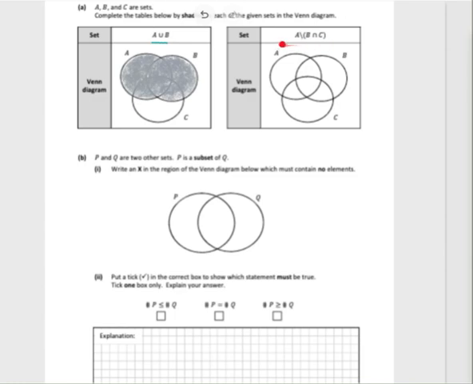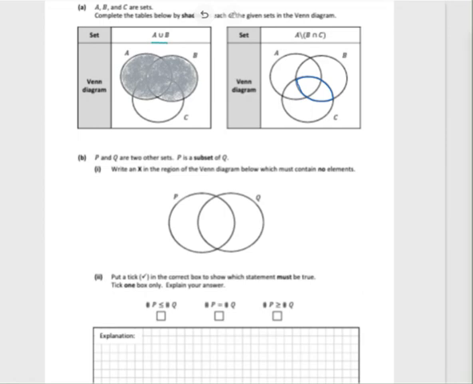A less B intersection C. So when you're doing the combinations, maybe look at the part in the brackets first where you have the intersection. Okay, so you can see there A intersection B is that region.